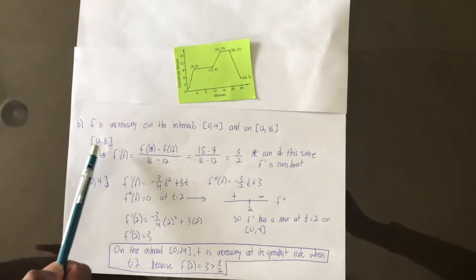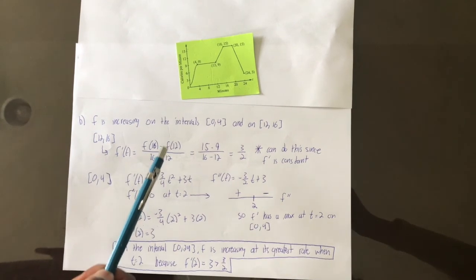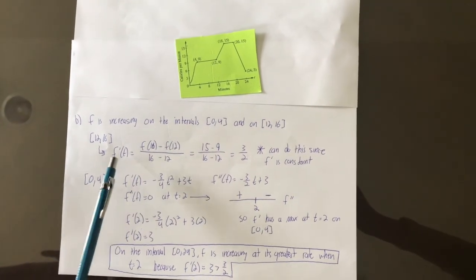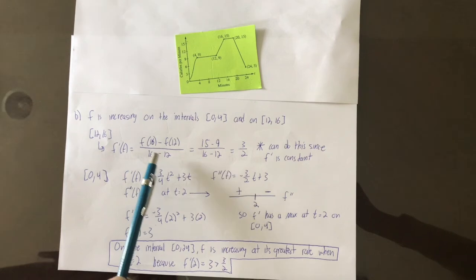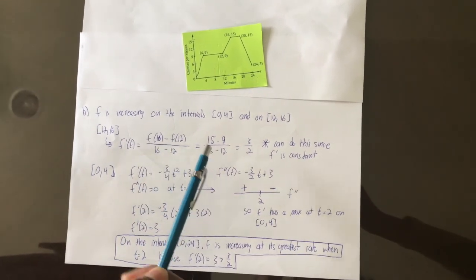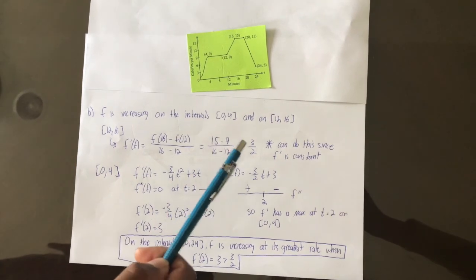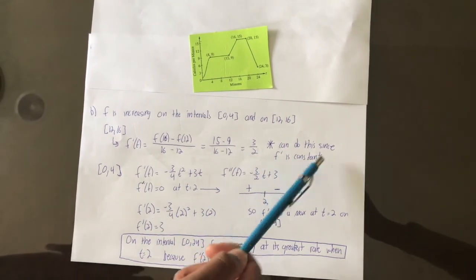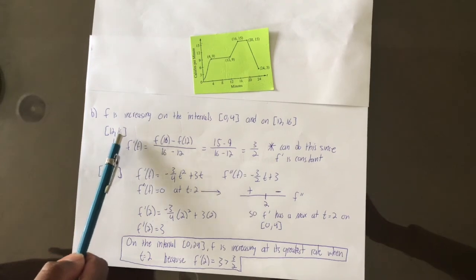So for the interval 12 to 16, since it's a constant rate of increase, and the derivative is constant, we can just calculate it using f of 16 minus f of 12 over 16 minus 12, which eventually, through computation, equals 3/2. And again, you can do this because f prime is constant on this interval, 12 to 16.